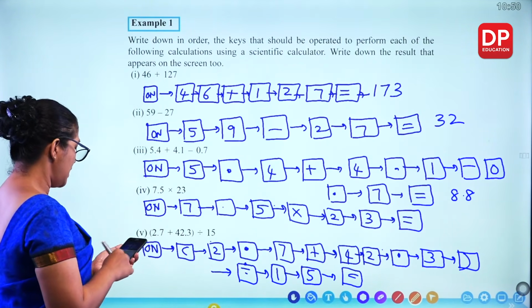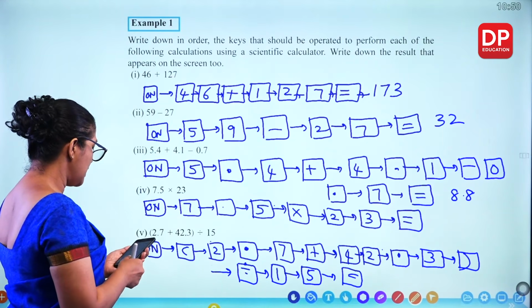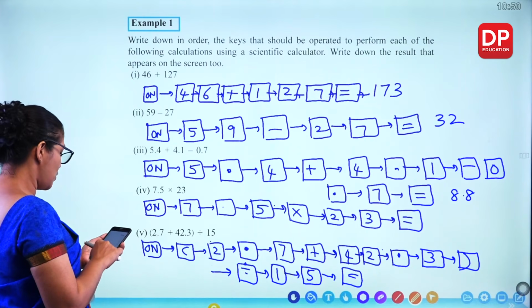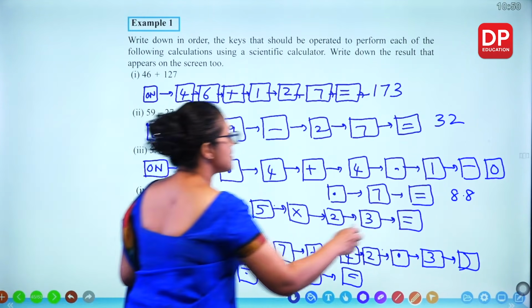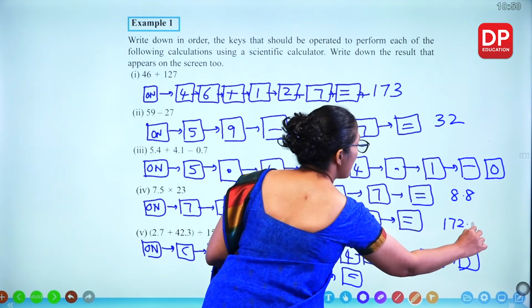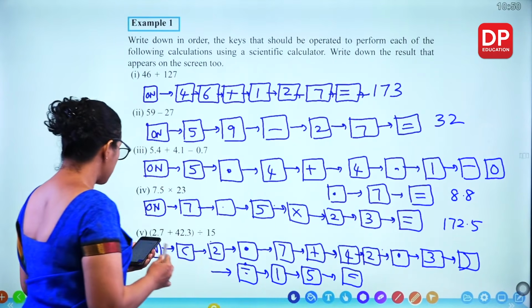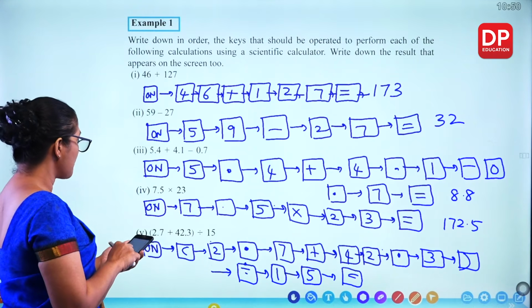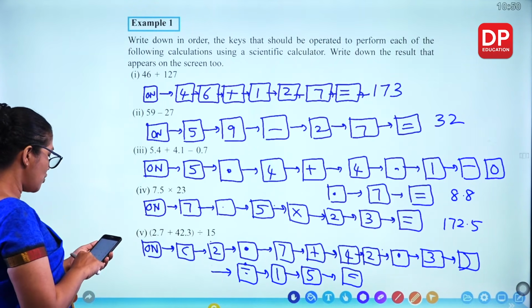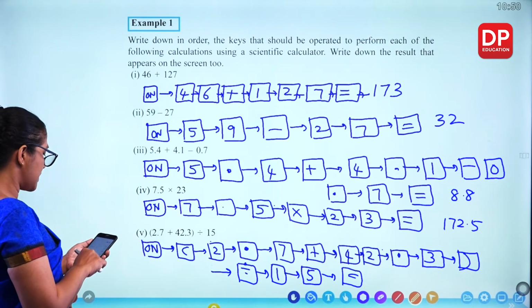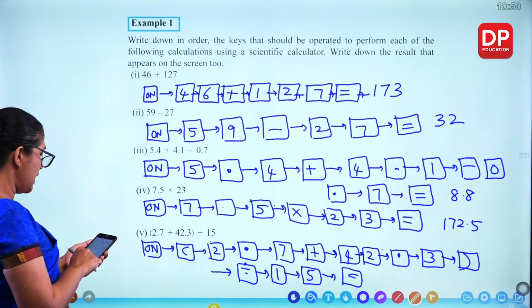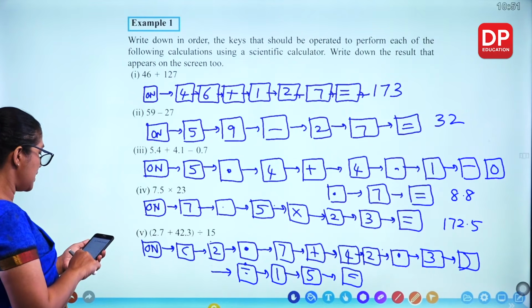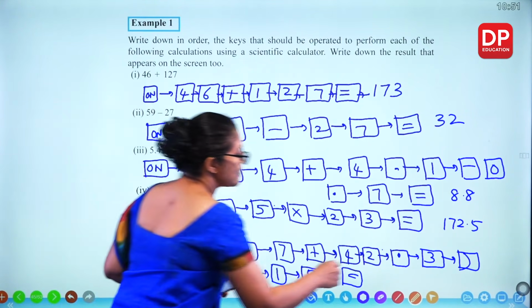Now we'll try both these answers using the calculator. First one, 7.5 multiplied by 23, 172.5. What's the calculator answer for the other one? Open a bracket, 2.7 plus 42.3, close the bracket, divide by 15. You get 3 as the answer.